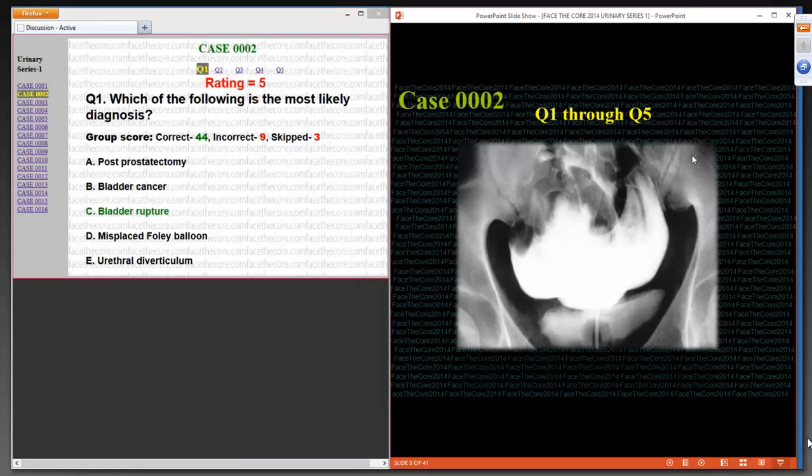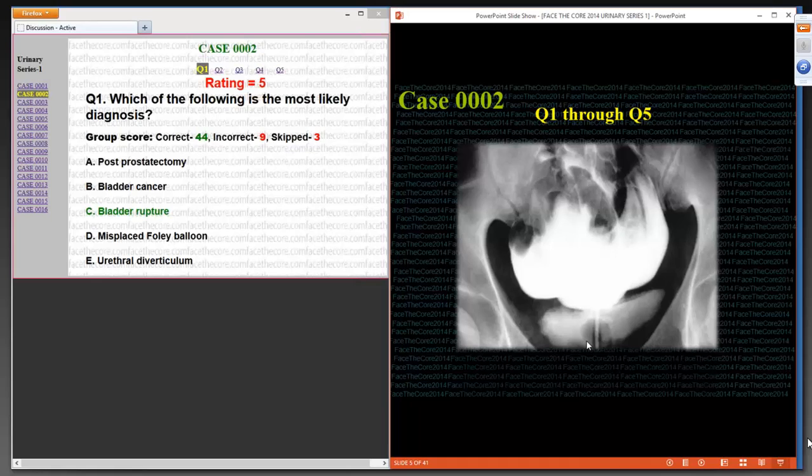Going on to case 2, which of the following is the most likely diagnosis? This question did get a rating of 5, and basically what you're seeing is that is the urinary bladder here. There's a lot of contrast outside. The contrast is well defined, and there are these filling defects almost at the top of the contrast which have a sausage-shaped appearance. This is intraperitoneal bladder rupture.